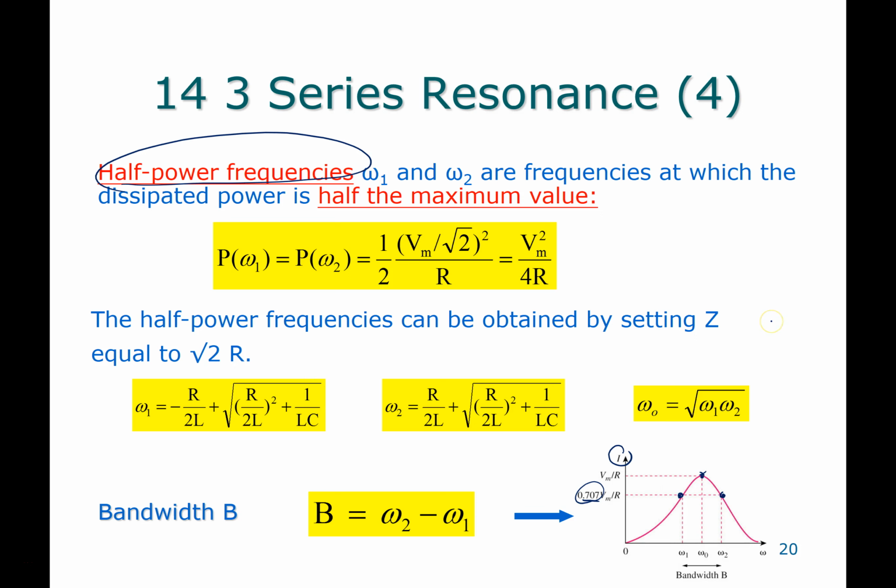And you set the impedance Z equal to the square root of 2 times R, and that gives you a way of solving for these two frequencies. Because when you square Z, then you're going to get Z squared is going to be 2 times R squared. Anyway, this helps you find these. And these define the bandwidth of your frequency response. So this is telling you the pass band.